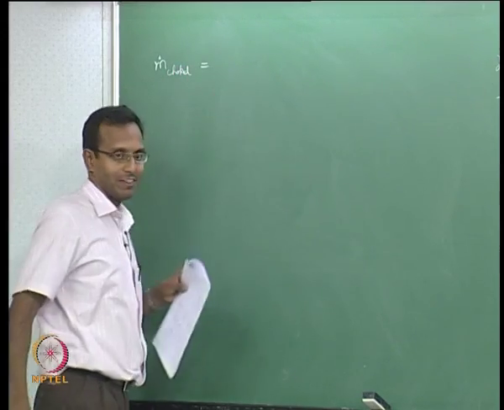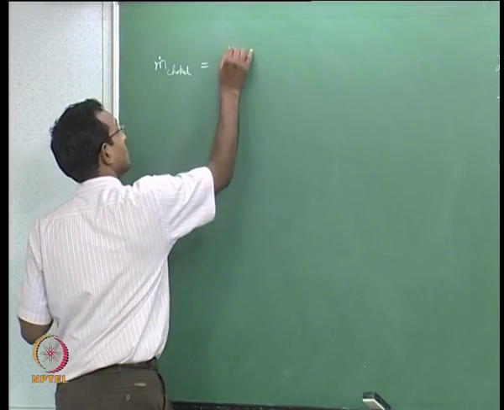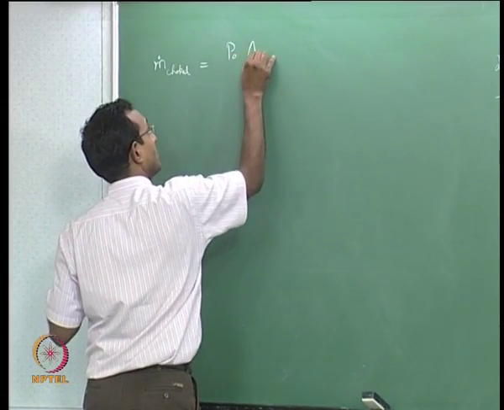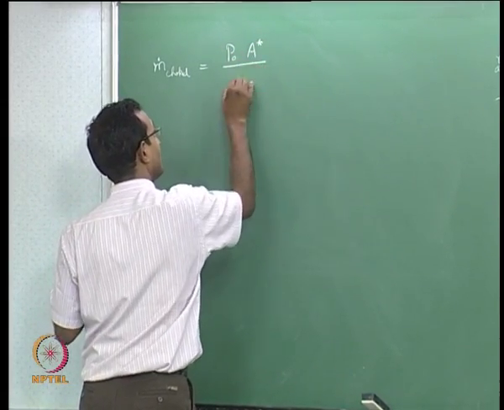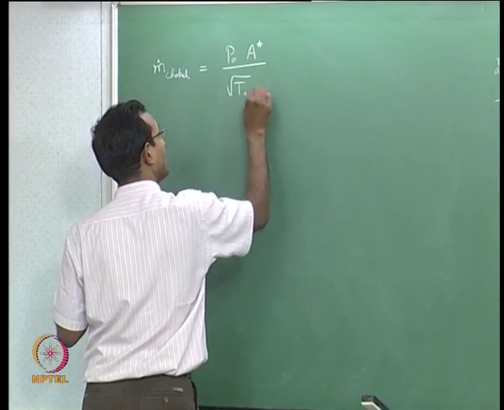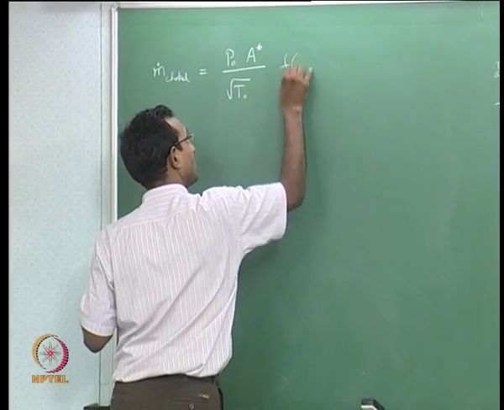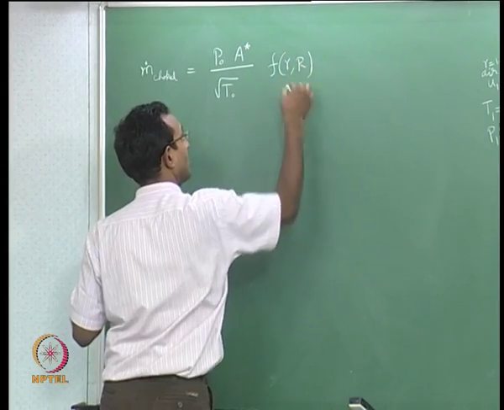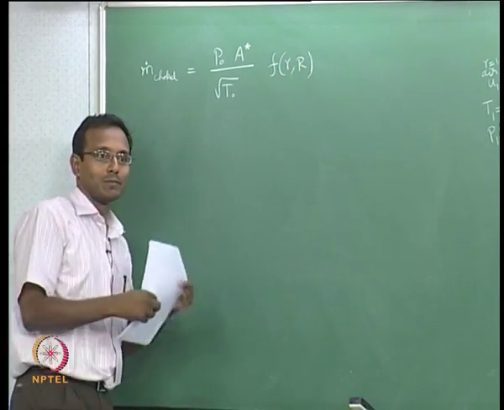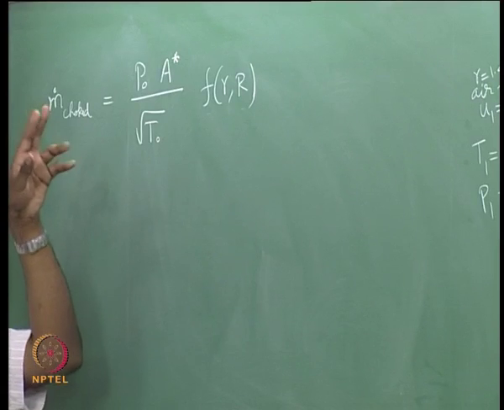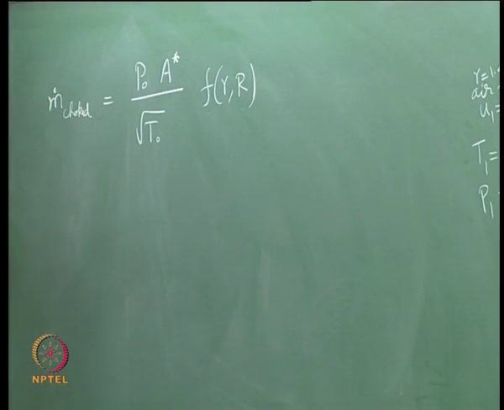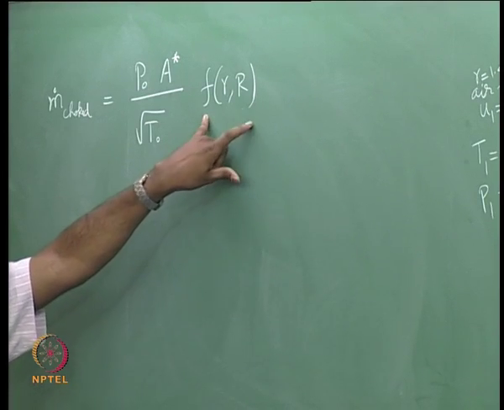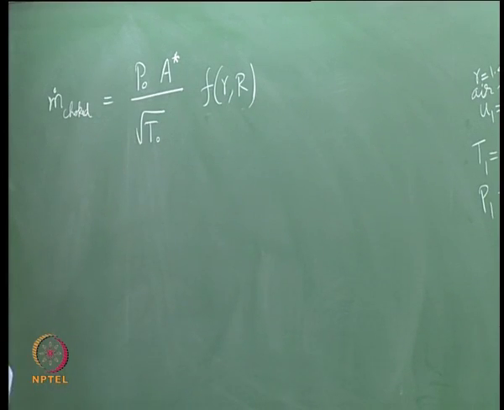Choked mass flow rate, we had an expression which was... I can write this expression, it is going to be square root of gamma by R times (gamma plus 1 by 2) to the power (gamma plus 1) by (gamma minus 1), that whole thing. I do not need to write it here, but it is just a function of gamma and R, that is all. Okay, we will keep it like this.